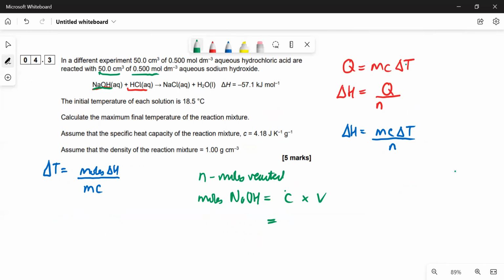So that's going to be 0.5 multiplied by the volume, 50 over 1,000. And that is equal to 0.025 moles.